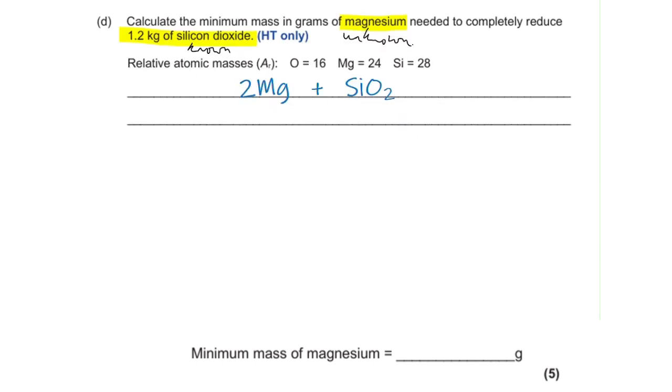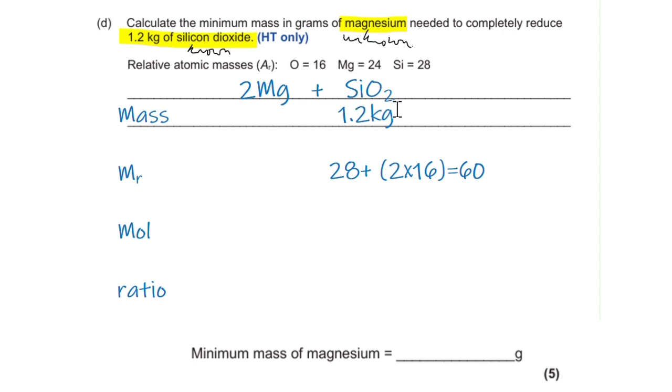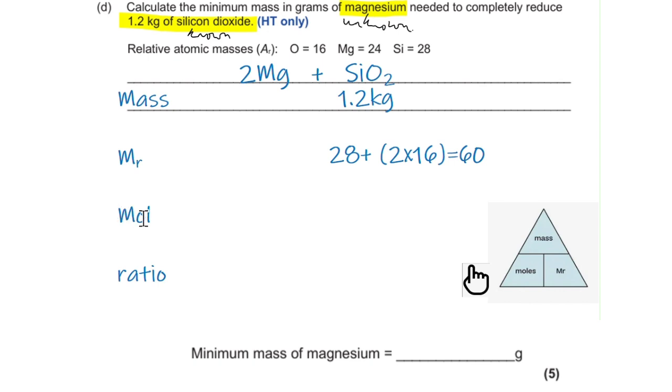I will use the table method and I'll pick the two chemicals, the 2Mg plus SiO2, and those are the headings for my table. Mass, Mr, mole, ratio down the left-hand side, let's sub in. We've got 1.2 kilograms of silicon dioxide. Now we can convert this to grams now, or we can convert it at the end.